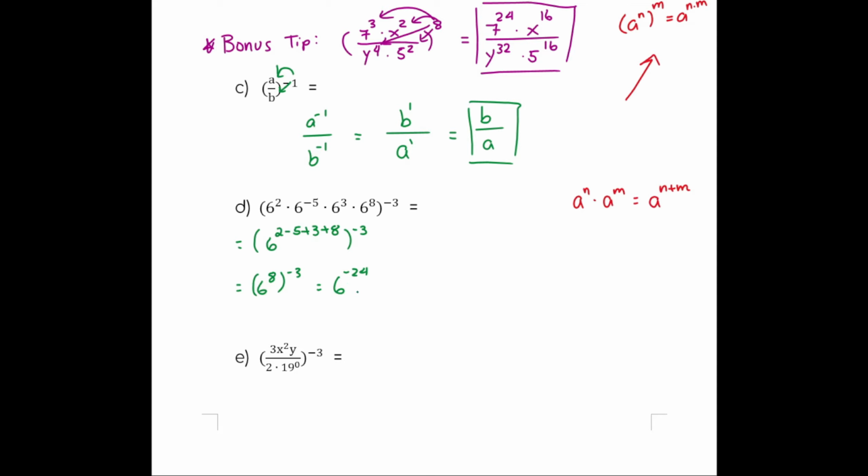We have a negative exponent here. We don't like negative exponents. We're going to put that in the denominator. That negative 24 is going to become positive 24.